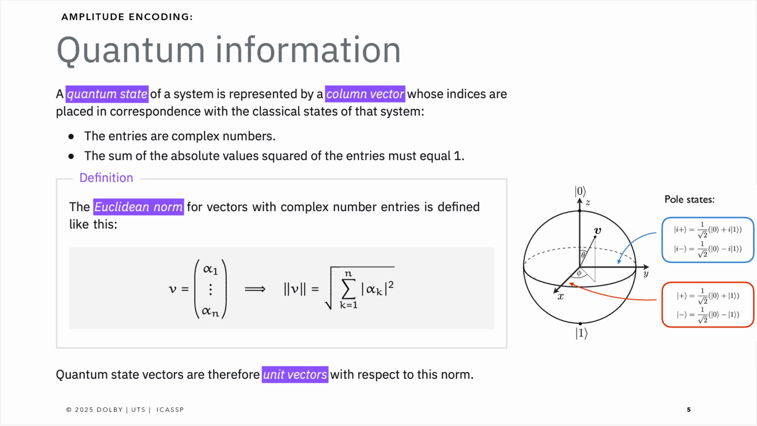And the Euclidean norm is defined as seen on screen. Quantum state vectors are therefore unit vectors with respect to this norm. As you can see, the way this column vector grows is as a power of 2. So if we have a 1 qubit quantum state, then it's a 2 to the 1 size column vector. If we have a 2 qubit quantum state, it's 2 to the 2 size column vector.